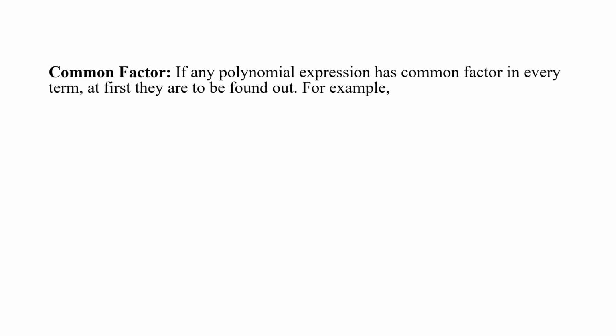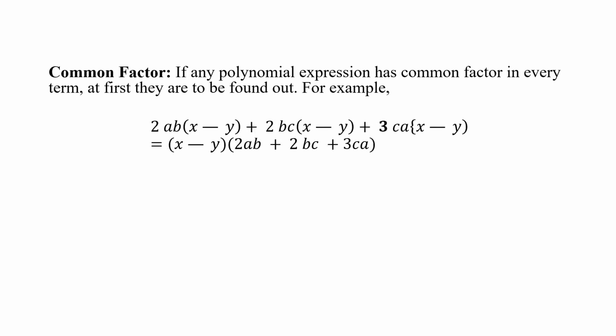If any polynomial expression has a common factor in every term, at first they are to be found out. For example, 2ab(x minus y) plus 2bc(x minus y) plus 3ca(x minus y). Here in these three terms, x minus y is common: in the first term x minus y, also in the second term x minus y, in the third term x minus y. So take common x minus y. After taking common, you get (x minus y)(2ab plus 2bc plus 3ca).